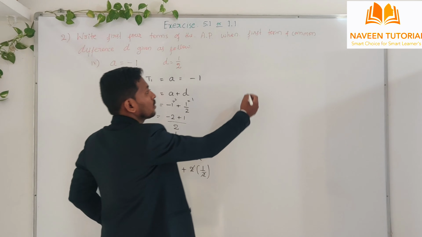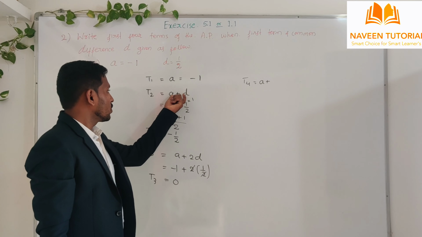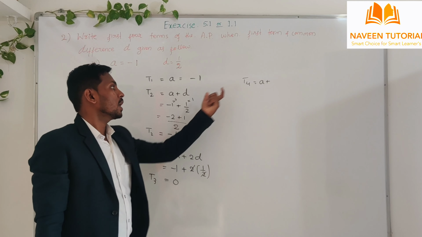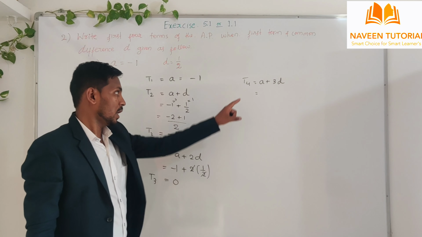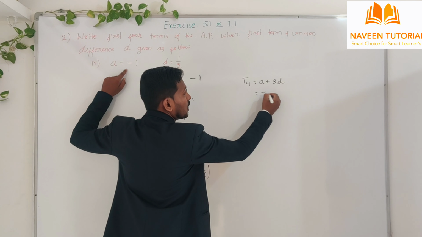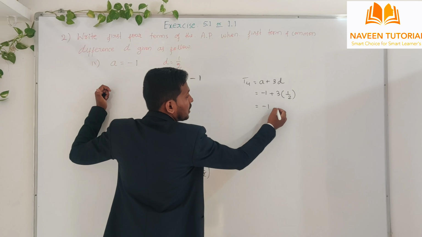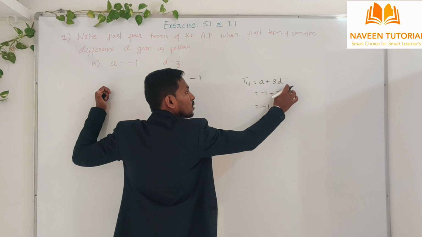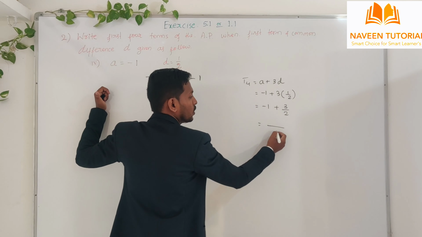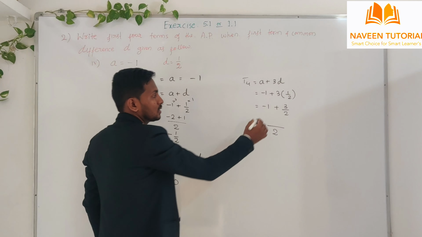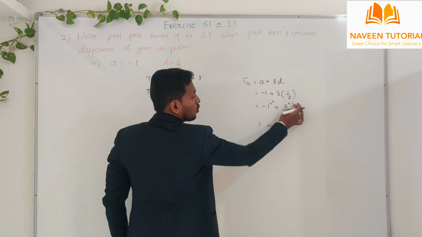And now I have to go to T4. T4 is equal to A plus 3D, since here it is A plus D, here A plus 2D, and T4 is A plus 3D, by the general form of an AP. Now the A value is minus 1 plus 3 times the D value 1 by 2. So minus 1 plus 3 times 1 by 2 is 3 by 2. Now take the LCM of 1 and 2, which is 2. So 1 twos are 2 and 2 ones are 2.